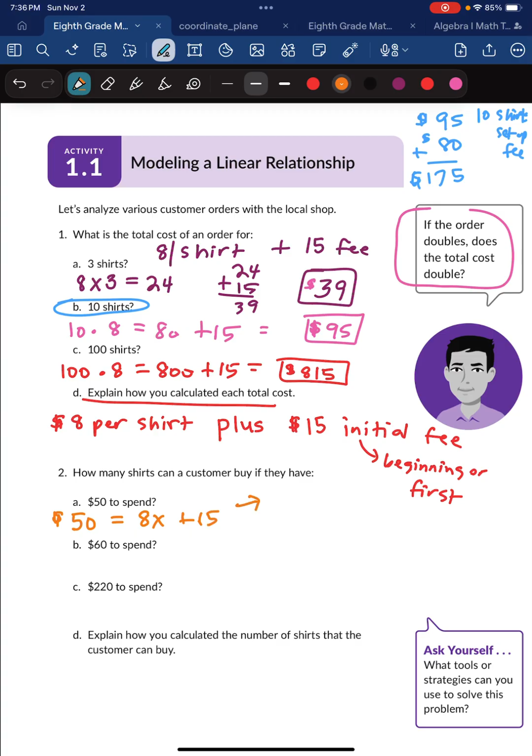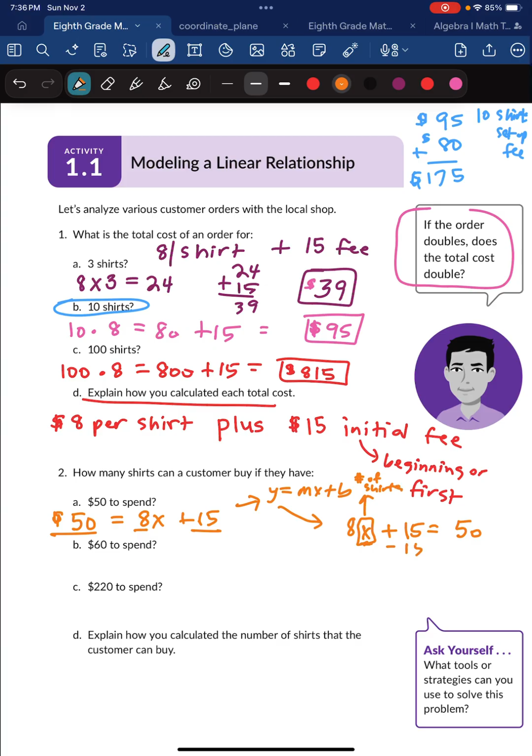Does this look familiar? Y equals mx plus b. So we're going to start always with $15. We're going to pay $8 every time. So we need to know how much we can buy for $50. So let's set up an equation and solve the equation. So I want to see how many shirts I can buy for $50. That's my X, number of shirts. So I need to get my X by itself.